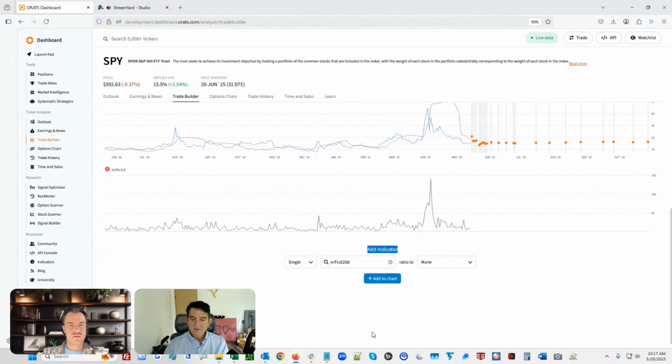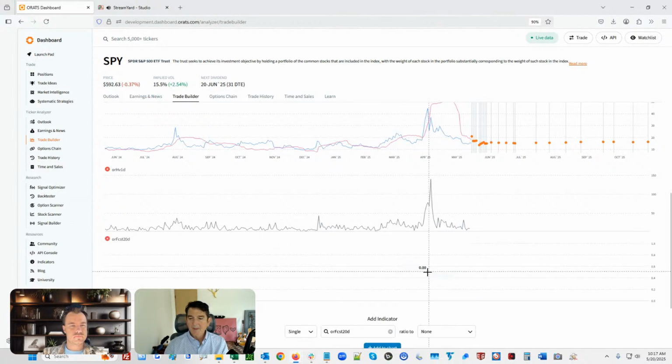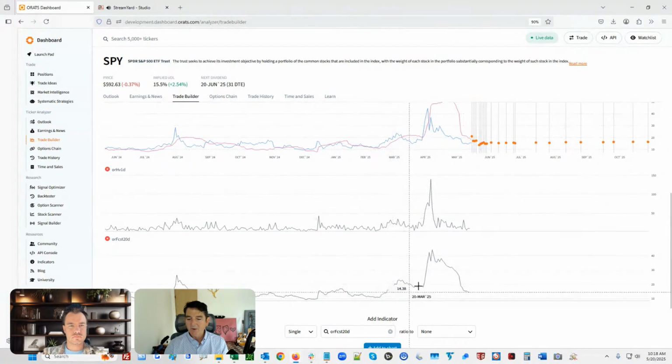So the ORATS forecast 20-day. You could start to see from the forecast, we use historical volatility, and as the volatility started going up, our forecast kept going up. Our forecast was way up, and then as it started coming down, our forecast comes down. You might say it's a little slow, but it's kind of marking the market, following the market a bit.